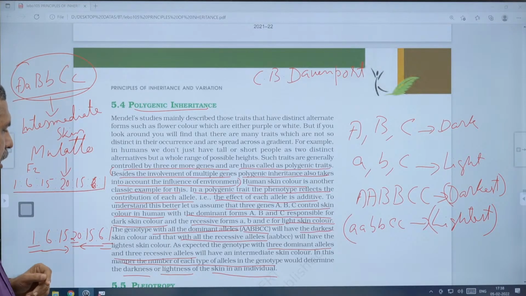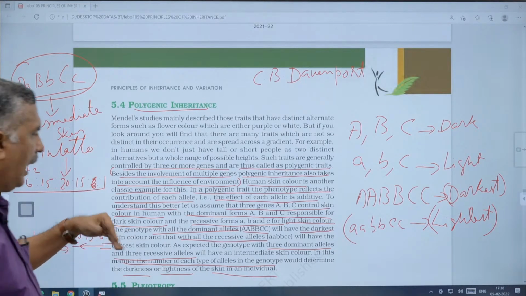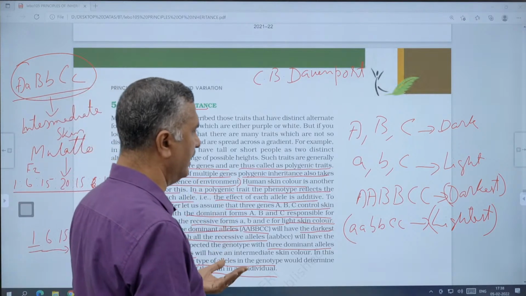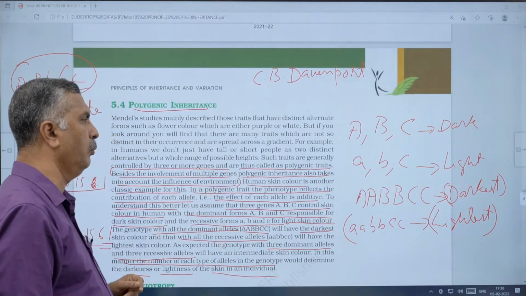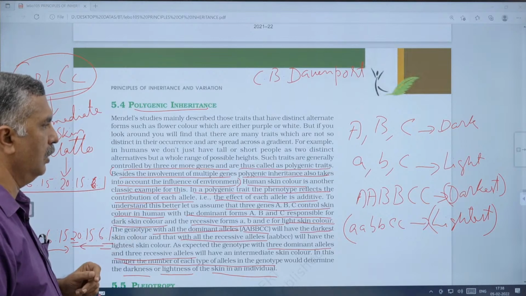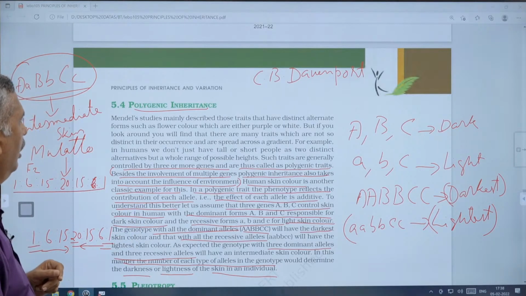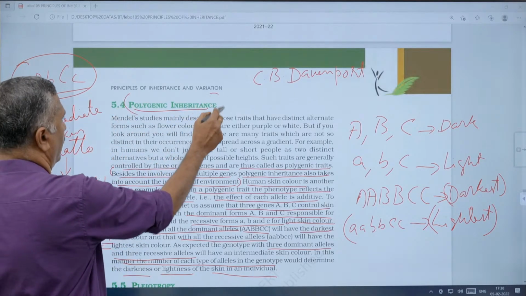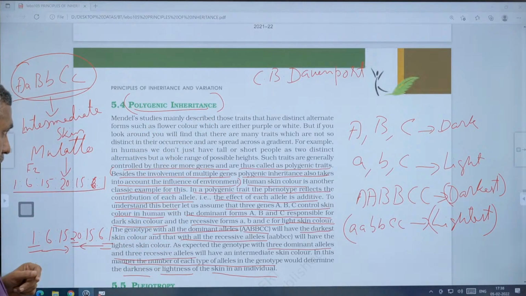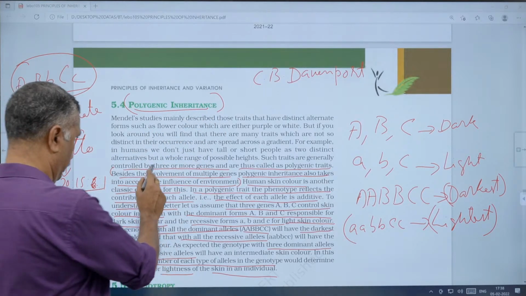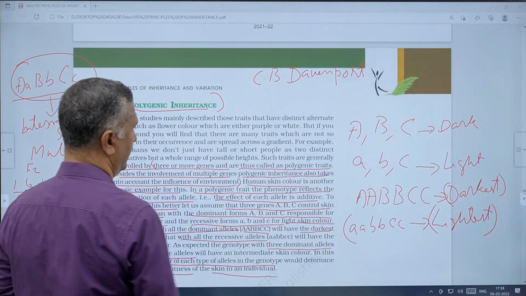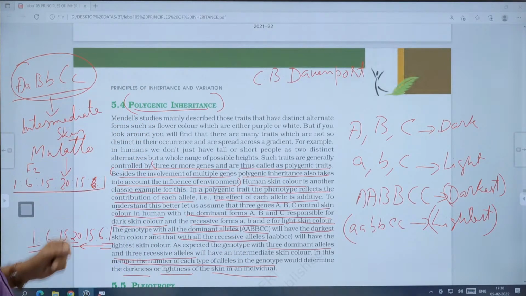In human skin color, there is a contribution of these alleles that gives an additive influence to the skin color. So this is polygenic inheritance. Three or more genes control a trait. Traits controlled by three or more genes are thus called polygenic traits.